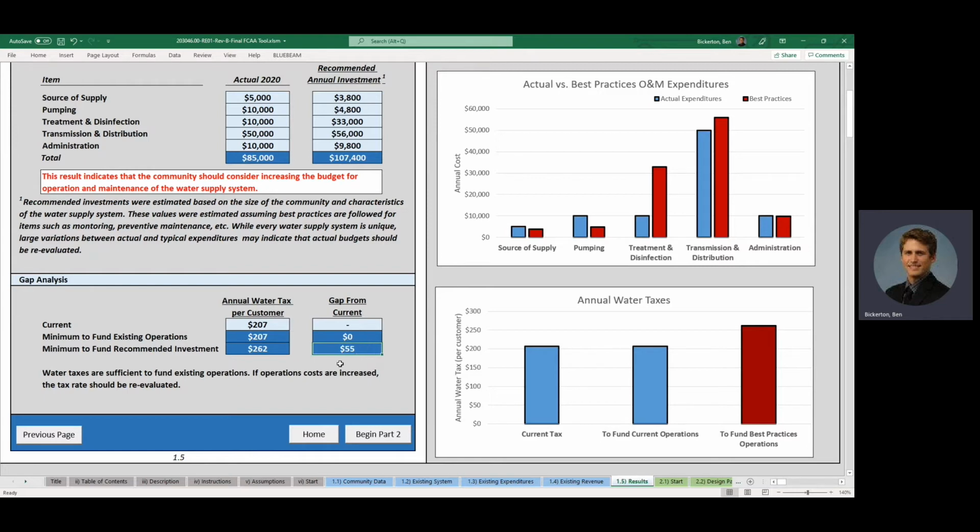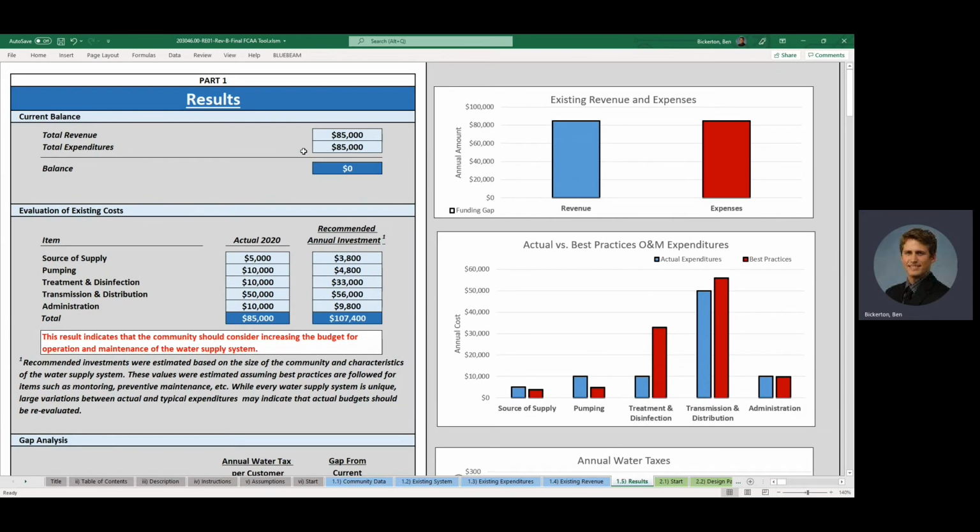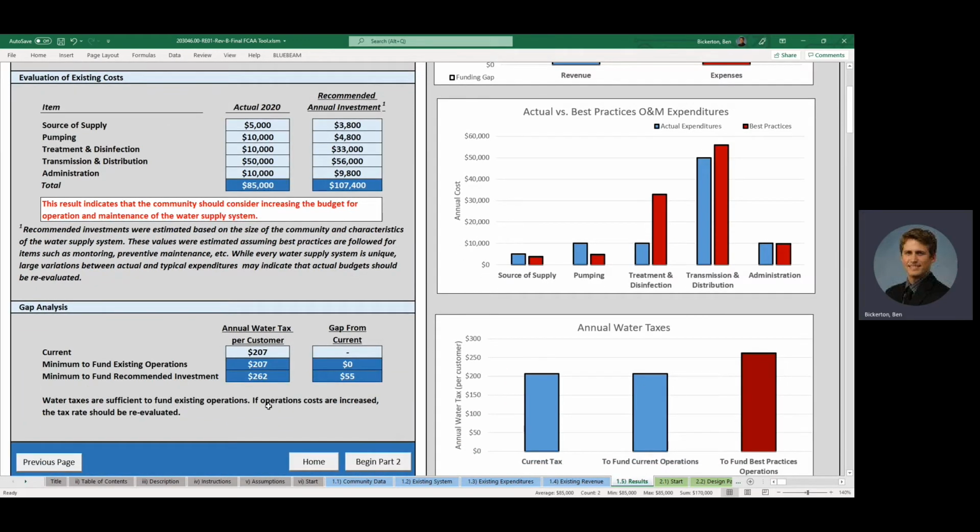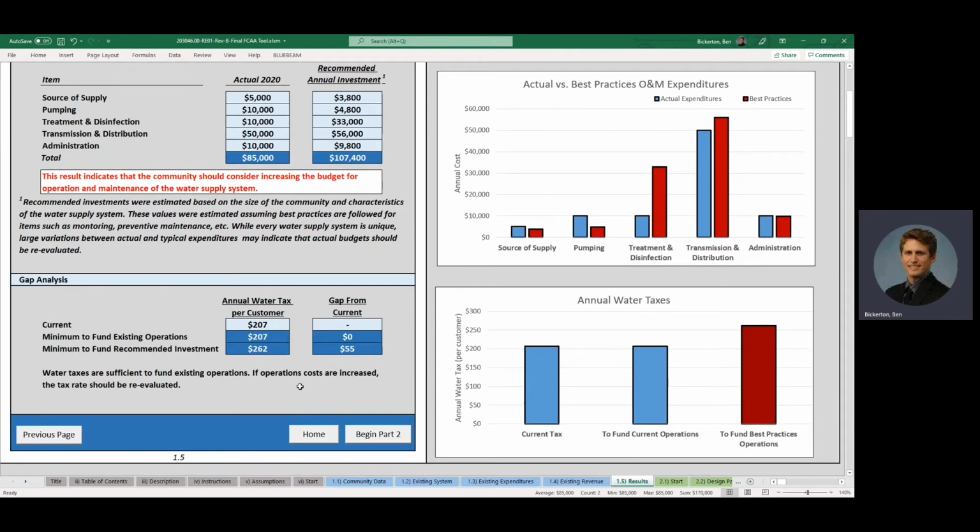And so, this page in the tool is describing that the water taxes are sufficient to fund the existing operations, which means that the revenue and expenditures are equal. And it just mentions that if operation costs are increased, the tax rate should be reevaluated, and may need to be increased to fund new operating and maintenance practices or best practice operation and maintenance practices. That's part one of the tool.